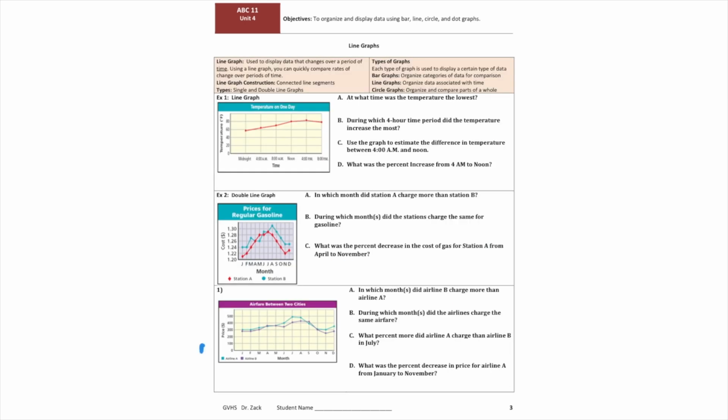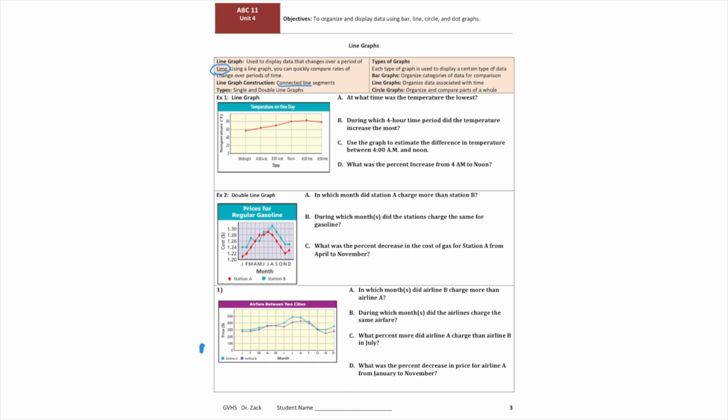Now let's turn our attention to line graphs. Line graphs are used to display data that changes over a period of time. So there's your big difference. We're looking at a period of time. When you use your line graph, you can quickly compare rates of change over periods of time. To construct your line graph, you plot dots and connect those line segments.